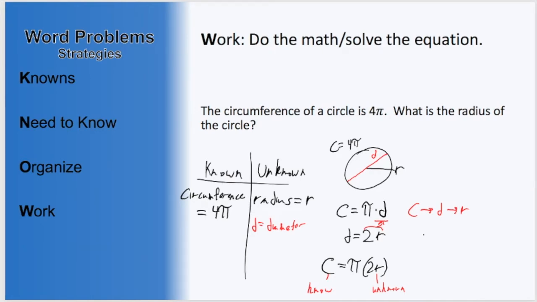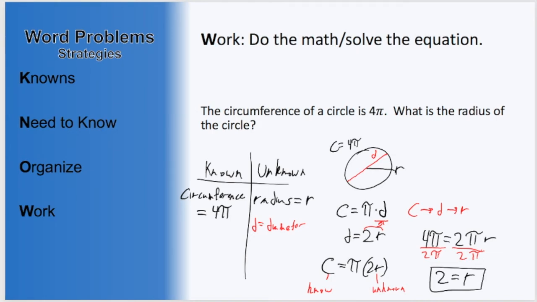For our circle example, we will plug in the known value of the circumference, and we're going to solve for r. To solve for r, remember we want to get r by itself. To get rid of the 2 pi that is multiplying it, we must divide by 2 pi. When we do that, we will get just r on the right side equals just 2 on the left. So we get our radius is 2.